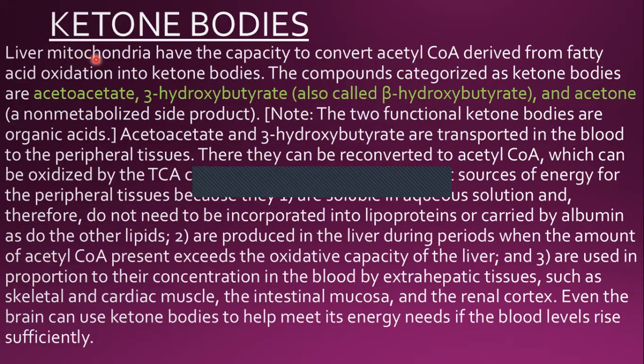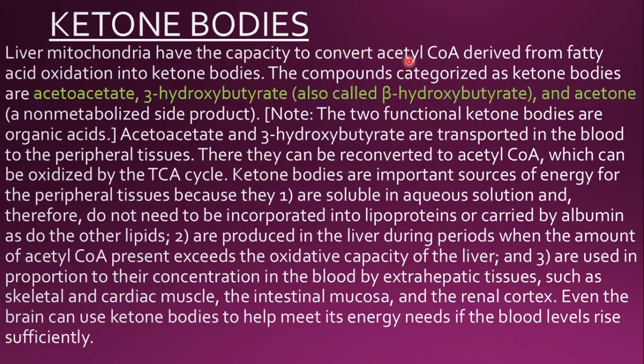Now, ketone bodies. The liver mitochondria have the capability to convert acetyl-CoA, which is derived from fatty acid oxidation, into ketone bodies. Ketone bodies include acetoacetate, 3-hydroxybutyrate, which is also known as beta hydroxybutyrate, and also acetone. But acetone is just a side product of acetoacetate. Now, only two are functional ketone bodies, acetoacetate and 3-hydroxybutyrate.